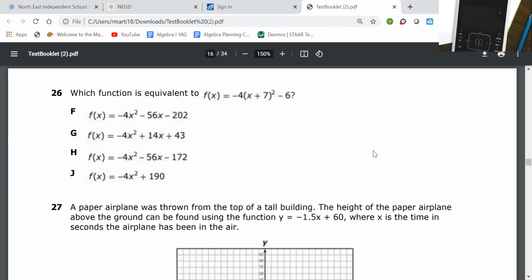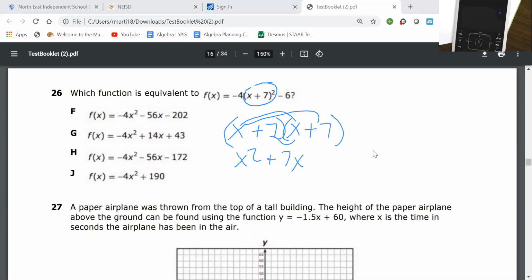Number 26. Which function is equivalent to the one they give you? Here's what they want you to do. This is the order of operations thing, so I'll do this one first. It's kind of funny because one of the previous problems had an x plus 7 squared. So we do x plus 7 quantity squared. X times x, x squared. X times 7, 7x. 7 times x, 7x. 7 times 7, 49. Then you can combine these two and you get x squared plus 14x plus 49.